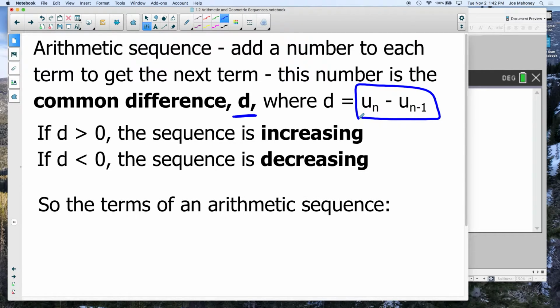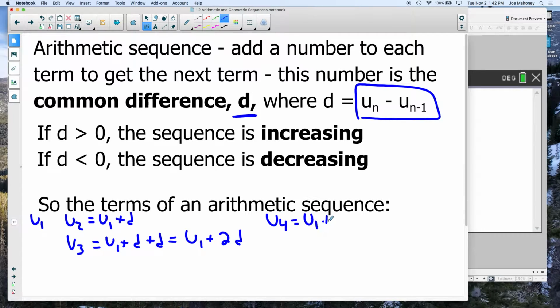So basically, our terms, we start at u sub 1. To get the second term, we take the first term, and we add that difference. And we just keep adding that number. So the third term is going to be the second term plus another d, or u1 plus 2 times d. If we want the fourth term, u sub 4, we're going to add together 3 of those differences. And this is just u1 plus 3 times d.